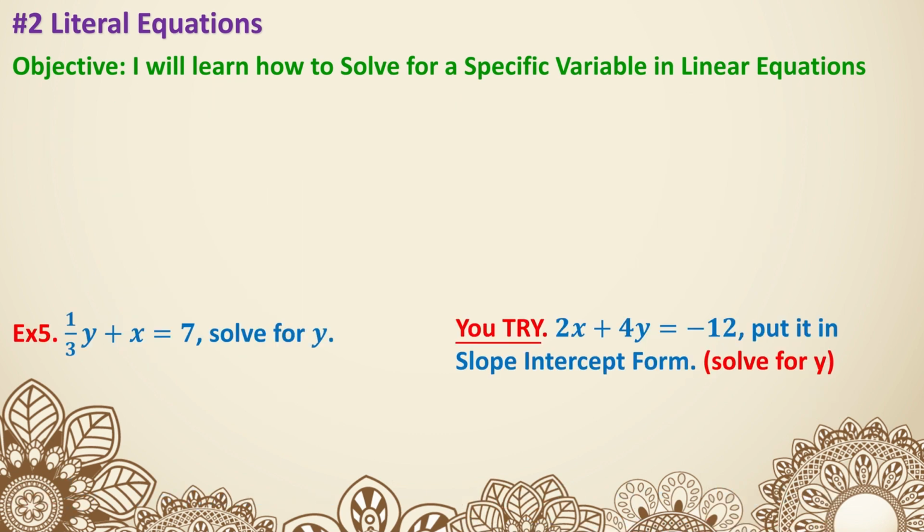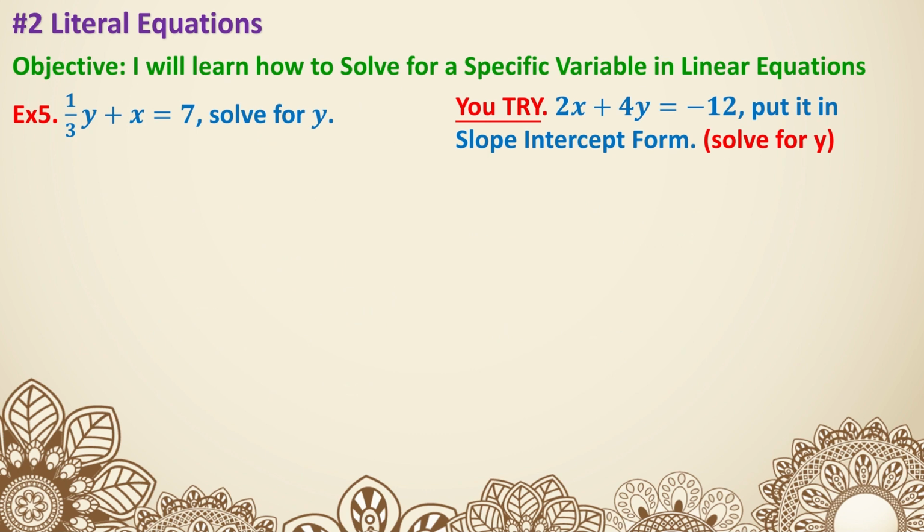Moving on, example 5. Solve for y. Well, we see fractions. Whenever we see fractions, we should try to clear the fractions, just like you were solving equations. This technically is still an equation, it has an equal sign. So that's 1/3 y, or in other words, y over 3, plus x equals 7. So it is basically x over 1 and 7 over 1.